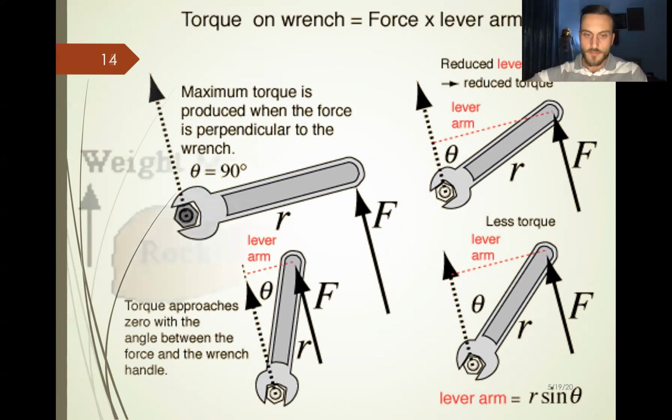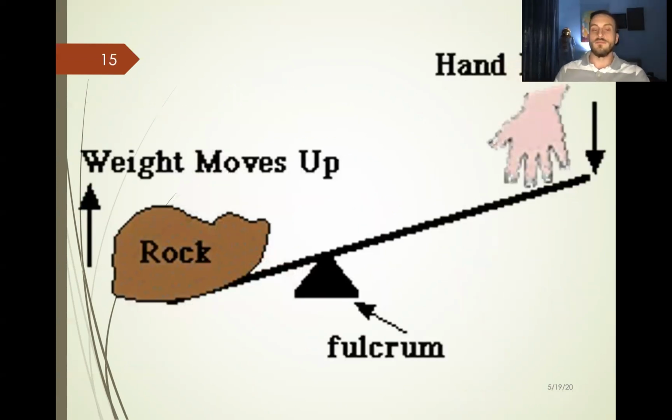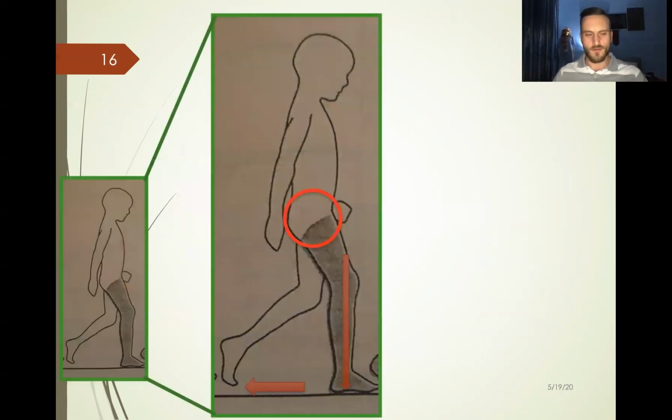Again, the fulcrum is the same. Whenever you make the lever arm longer, you need less force to do the rotation. What has this to do with the hip?